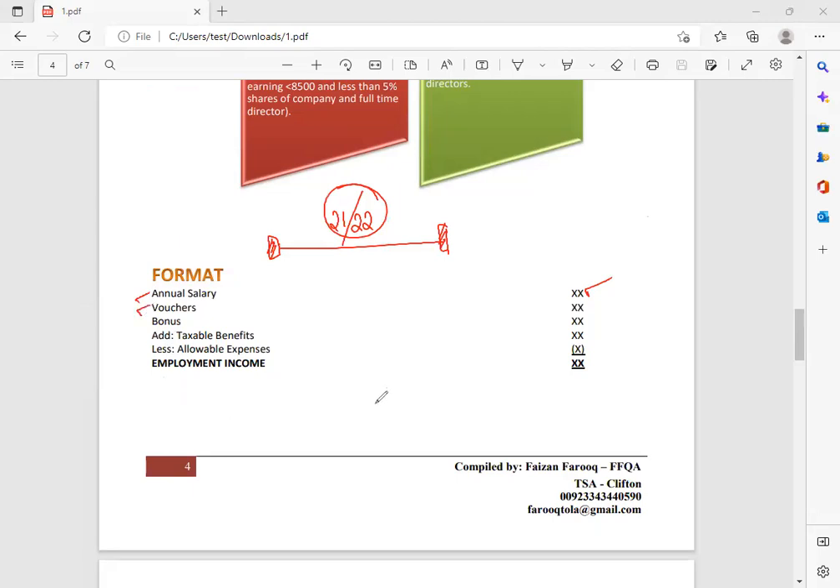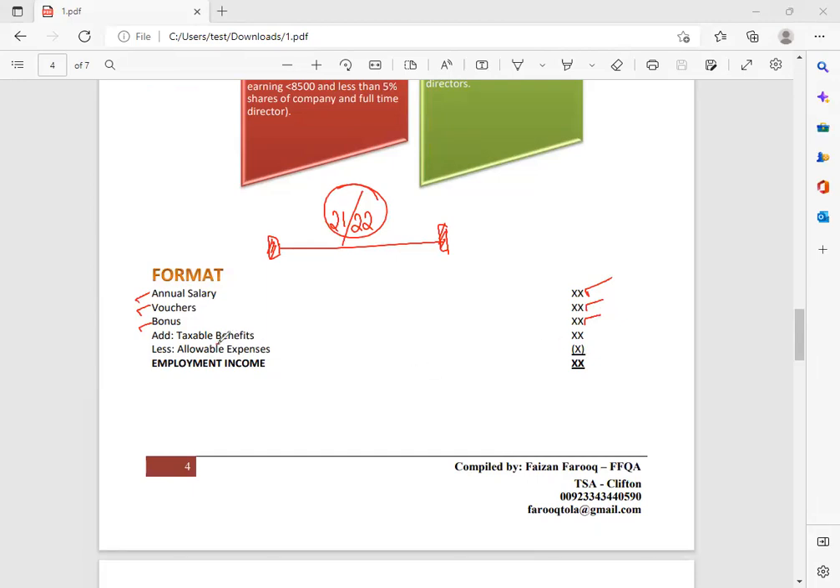Vouchers: usually the employer gives vouchers to employees. These vouchers are also taxable. Bonus or commission is also taxable. Then we have a lot of taxable benefits. For example, if the employer is providing you a car, fuel, mobile, house, loan, or computer equipment for your personal use.